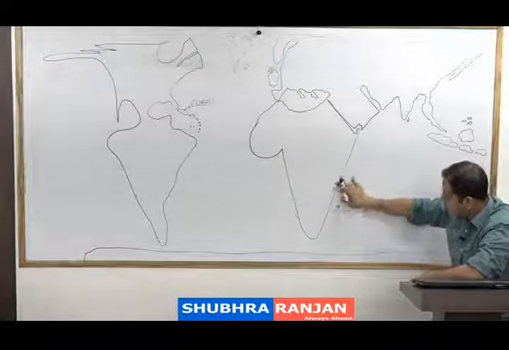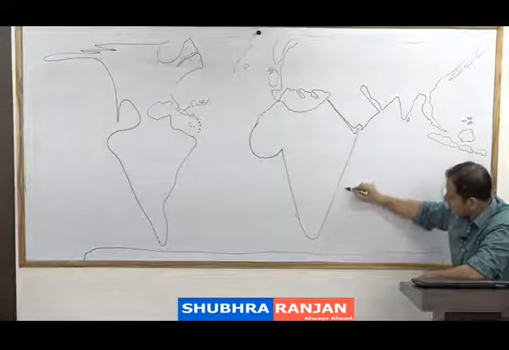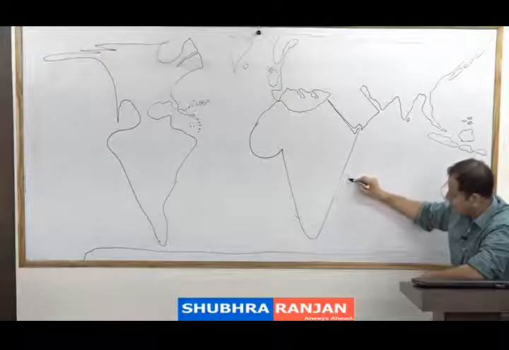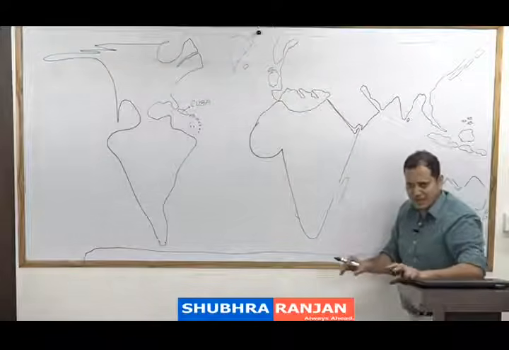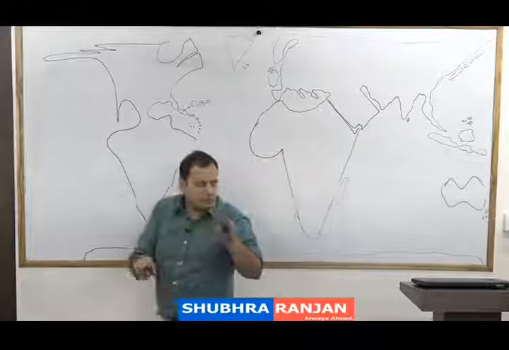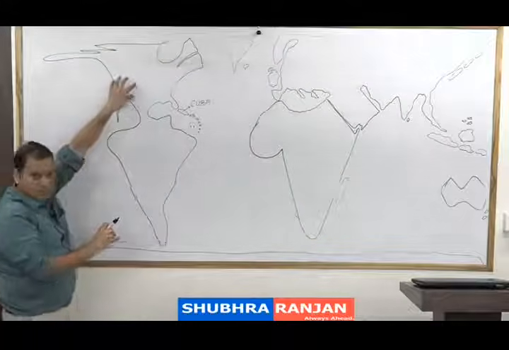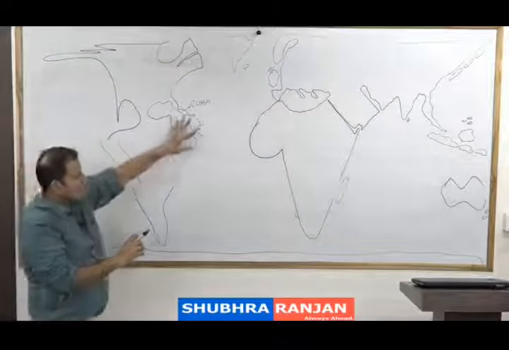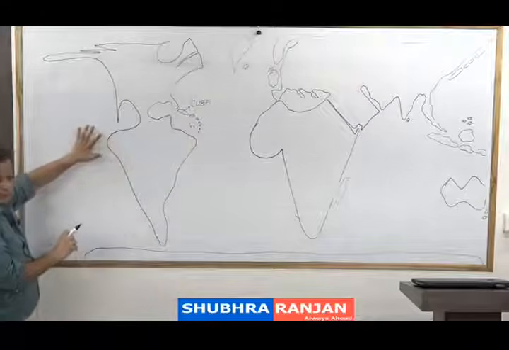Can anyone tell me what is this country here? This is Madagascar island. So we can see the world is divided into some of the major continents, and some of the island arcs are present on the world.